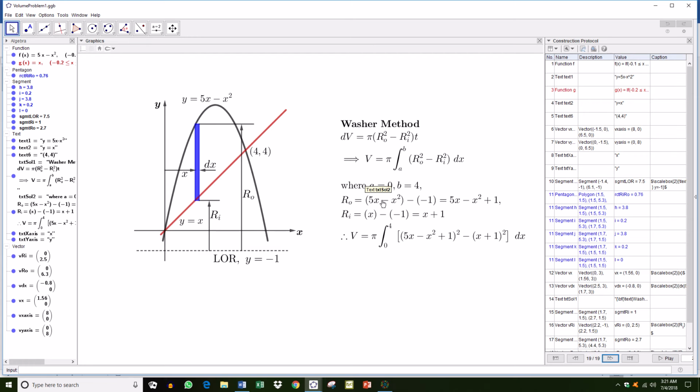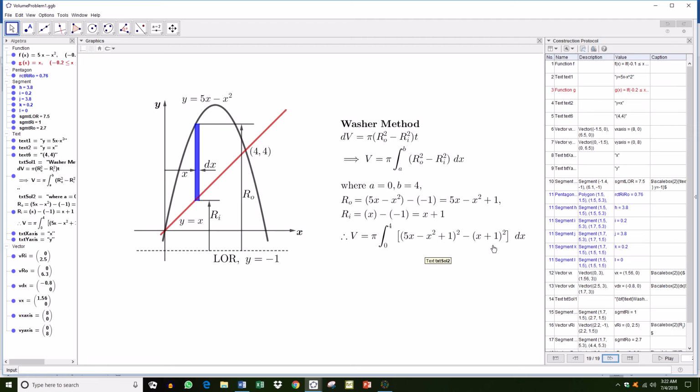As simple as that. Now, in a similar way, if you want to get R sub I, because we are measuring vertically, we do top minus bottom. So the top point, by an explanation similar to the previous one, has a y value of x, because that's a point on the curve y equals x, and the bottom has a y value of -1. So we have x minus -1 is R sub I, which is x plus 1. Now it's all a matter of plug and chug. A is 0, so we integrate from 0 to 4, R_O squared is (5x minus x squared plus 1) squared, and so on. As simple as that. I'm going to leave the integration itself to you.